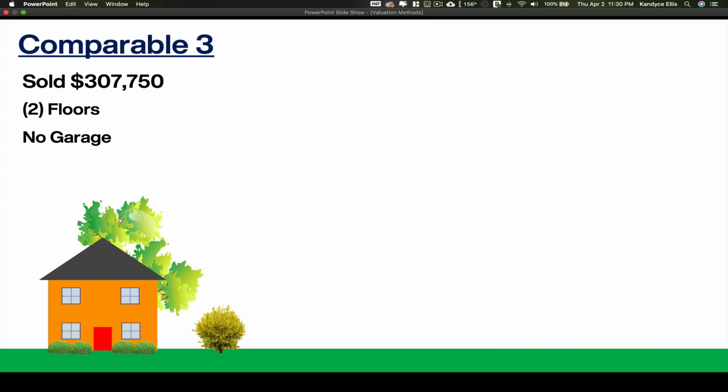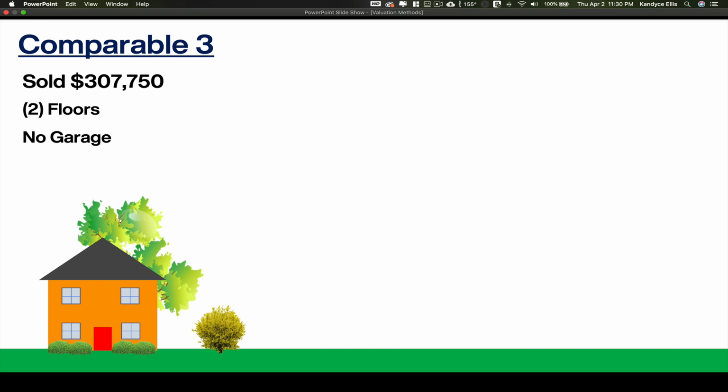With 2 floors, no garage, and no fireplace, it sold for $307,750. Our subject has 2 floors, no garage, and no fireplace. To give our final comp the same features as the subject property, we need to add a garage. Specifically, we need to add the difference in value of having a garage and not having a garage.